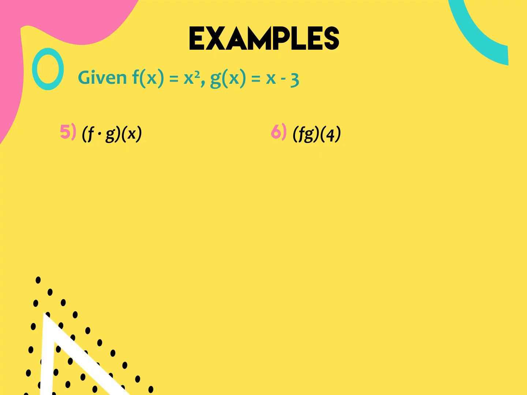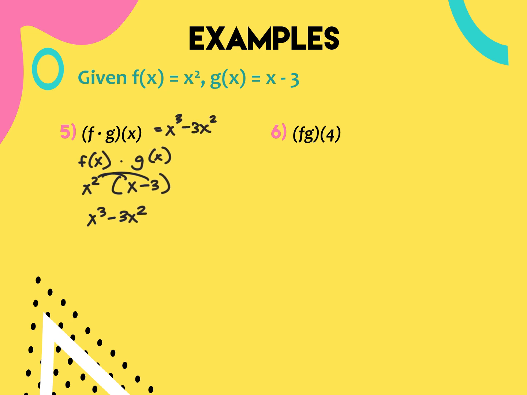So now I come over to here, f times g of x, and again, same idea. I know that this is going to be f of x times g of x, and f of x is x squared, and g of x is x minus 3. So I know I'm going to multiply. I'm going to get x cubed minus 3x squared. And that's the answer.